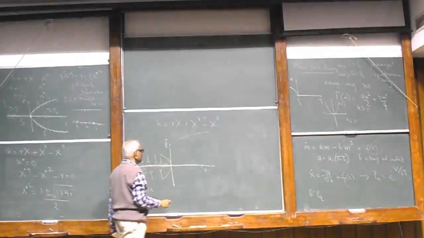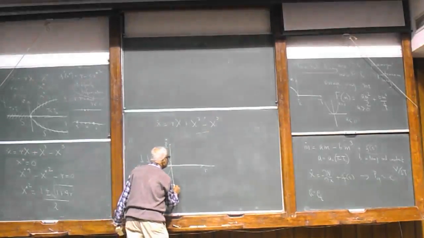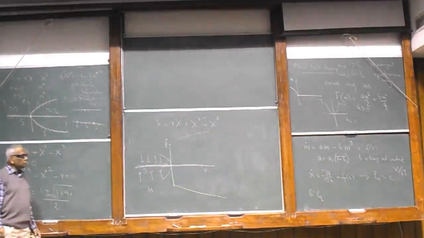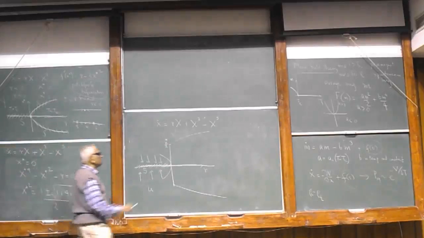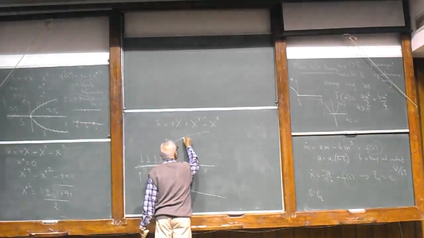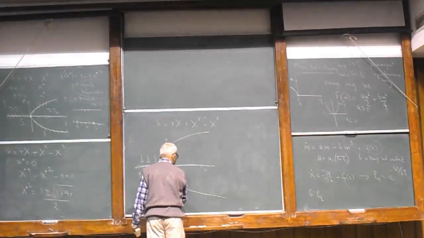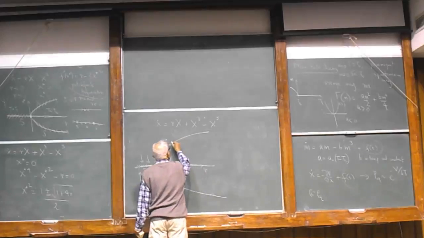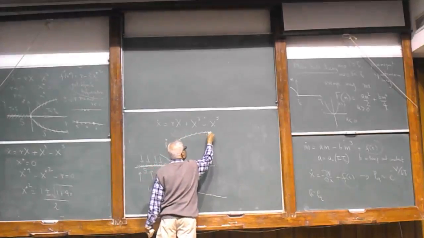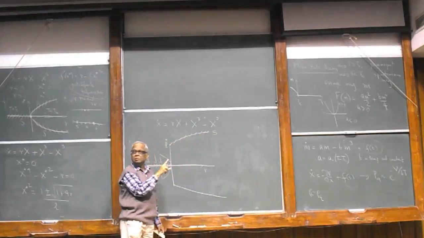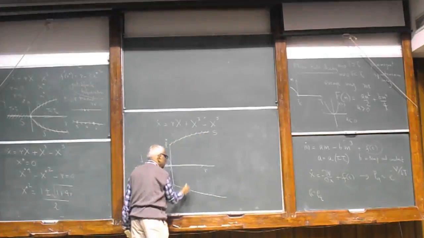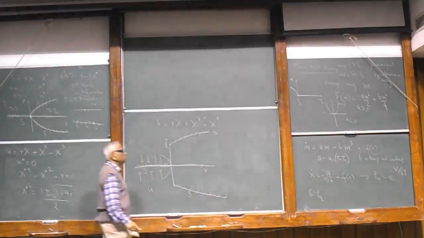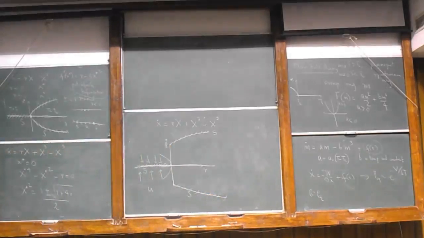So it looks something like this over here, and something like this over here. So those are the two fixed points for r greater than 0. And obviously this has to be a stable fixed point. This is unstable. So this has to be stable, and this also has to be stable.